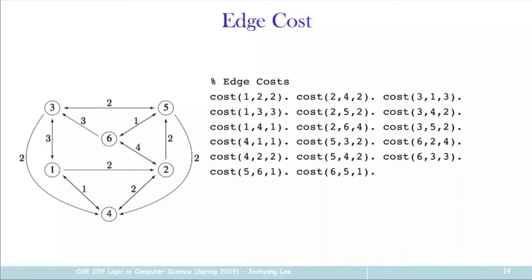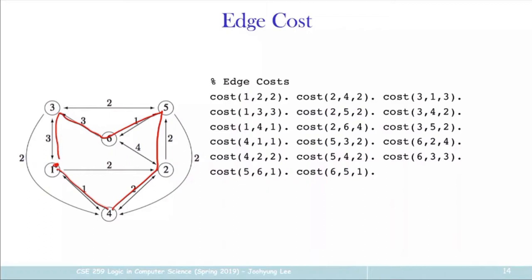So let's try. Let's start with one. Where shall we go? Four. 1, 2, 4. All right. And then 4, 2. 2. Okay. And then 5, 6, 3, 1. So this is the Hamiltonian cycle.